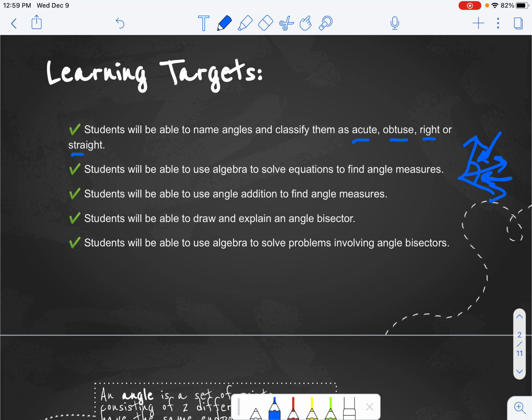Students will be able to use angle addition to find angle measures. Well, that's what I just talked about right here in this not so great diagram, but we'll be able to clear that up here soon. Students will be able to draw and explain an angle bisector.